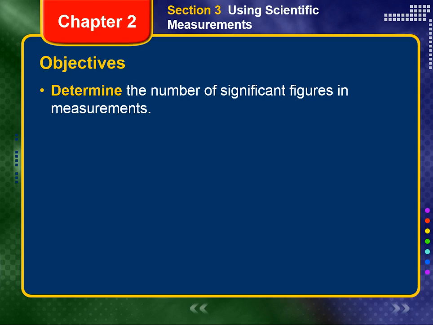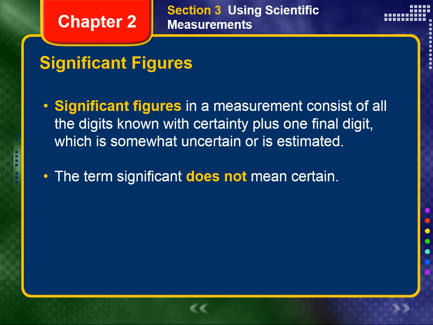At the end of this video, you should be able to determine the number of significant figures in measurements. Chapter 2, Section 3, Significant Figures. In science, measured values are reported in terms of significant figures. Significant figures in measurements consist of all the digits known with certainty plus one final digit, which is somewhat uncertain or is estimated.